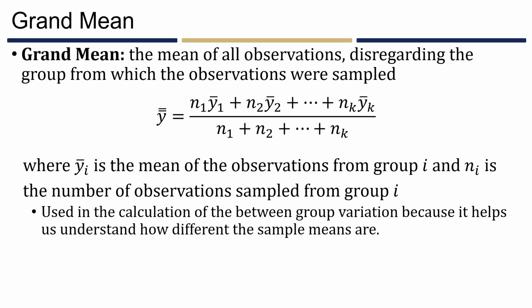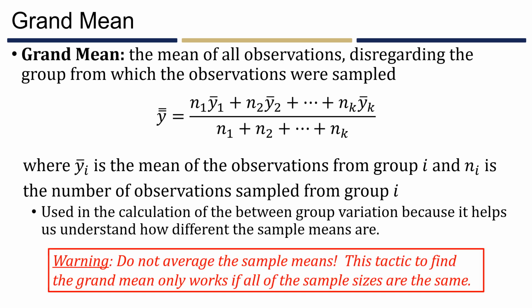times the corresponding sample mean for the second group, and then continue to add on the sample size times the sample mean for each of our remaining groups. We'll then divide that sum by the total number of observations that we have altogether across all of our samples. This value is going to be used in the calculation of the between group variation because this number is going to help us understand how different these sample means are from one another.